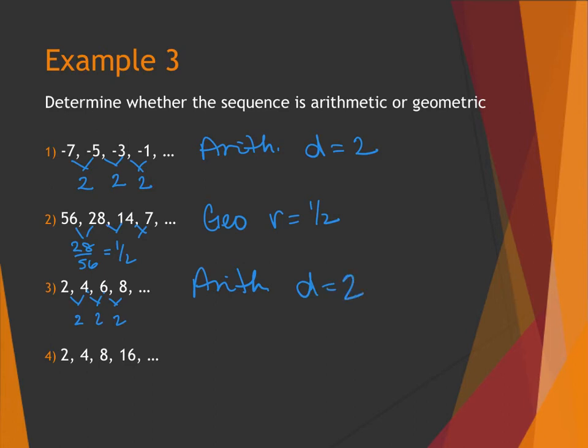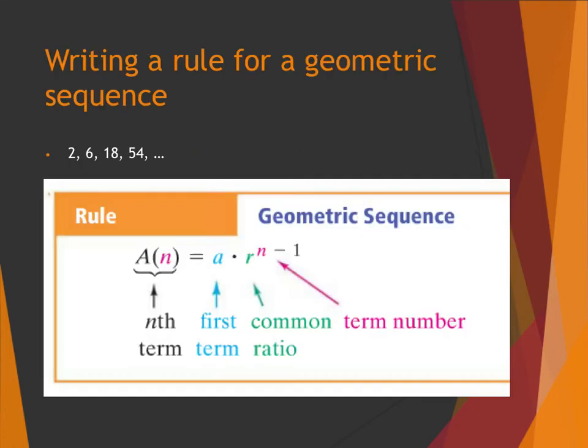And then finally for number 4, this one right away I kind of notice I go 2, 4, 8, 16, so it looks like I'm doubling everything. So I'm just going to double check that: 4 divided by 2 is 2, 8 divided by 4 is 2, 16 divided by 8 is 2. So this is geometric, and your r value is 2.